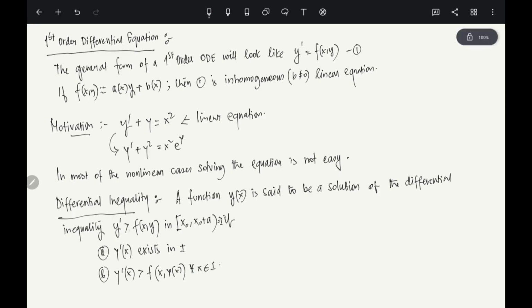If I change it to less than or equal, so y prime is less than f of x, y, then the sign changes. And if it is greater than or equal, then we also just have the equality included here. So we can modify accordingly.